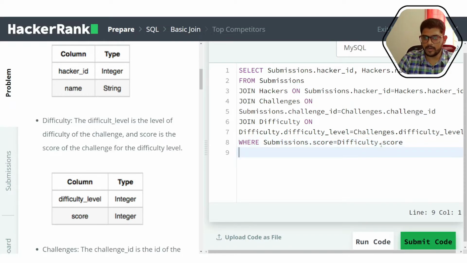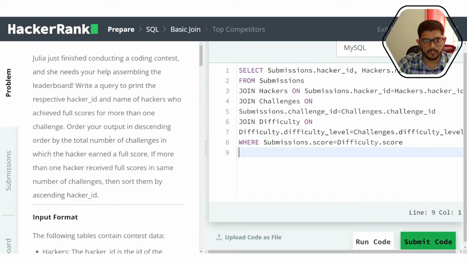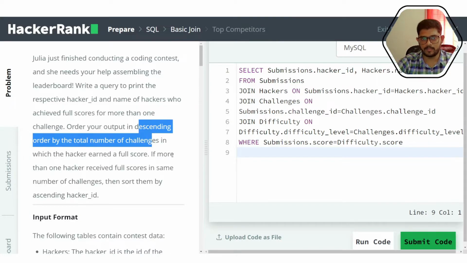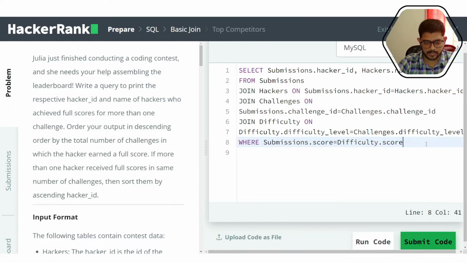Now, are we done? There are other things we need to do. We will have to order our output by the descending order of the total number of challenges solved. And even before that, we will have to do something else. What do you think will happen if we just simply run this code? Any guess? You can pause and guess. Ordering is not the only thing that is pending here. There is another very important thing we need to do. The issue here is, if a hacker, say Hacker A, it's not necessary that he's going to get full marks and full score in only one challenge.